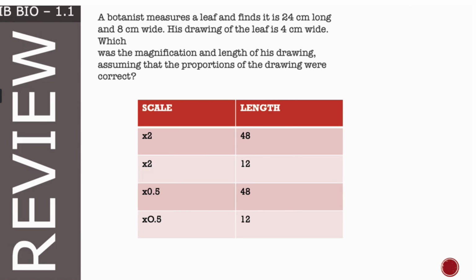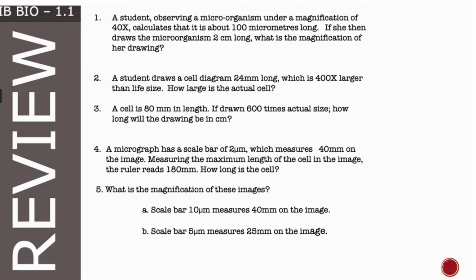Here you've got some homework problems. A botanist measures a leaf and finds that it is 24 centimeters long and 8 centimeters wide. His drawing of the leaf is 4 centimeters wide. What is the magnification of the length of his drawing, assuming the proportions of the drawing were correct? You will take the drawing number and divide it by the actual number, and you will find the scale and the length. We've got some problems here as well. You've got 6 problems overall to solve about the calculation of magnification or actual size.